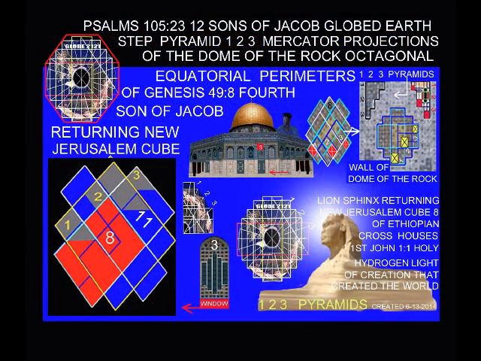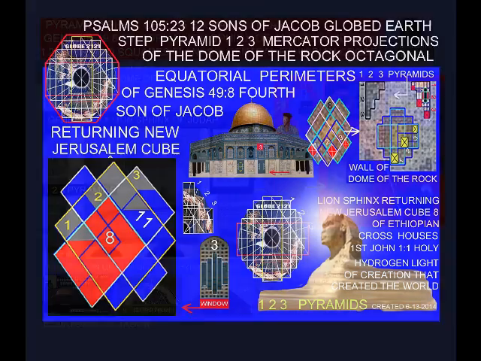Now here's where we see the fourth son of Jacob that's recorded in the book of Genesis 49:8 as the Ethiopian lion of the tribe of Judah. So we see the fourth son of Jacob, or the lion sphinx, entering into ancient Egypt amongst the 12 sons of Jacob, where we currently see him today as he's couched down in front of the Isaiah 19:19 Giza pyramids.